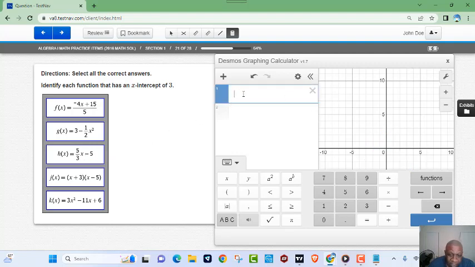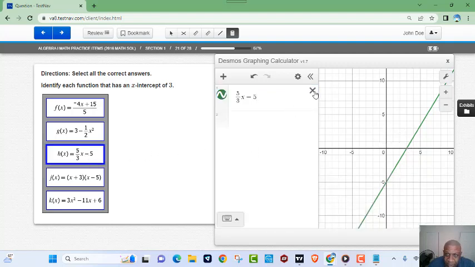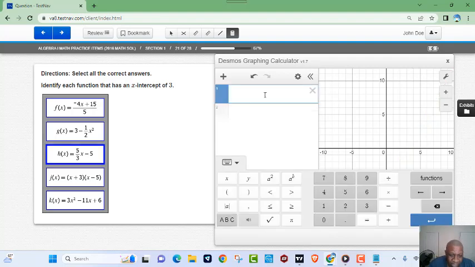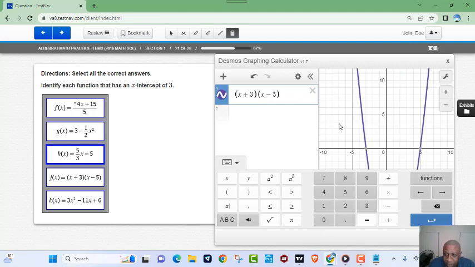5/3 x minus 5. And this one does have an x-intercept of 3, so I'm going to highlight that one. Okay, let's look at the next one. So we have x plus 3 and x minus 5. Okay, so we have an x-intercept of negative 3 and an x-intercept of positive 5, so that one's not it. And then let's try our last option.